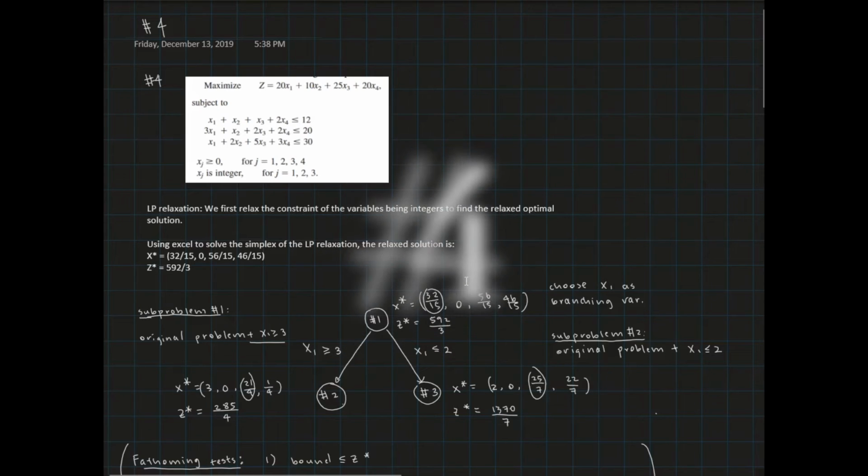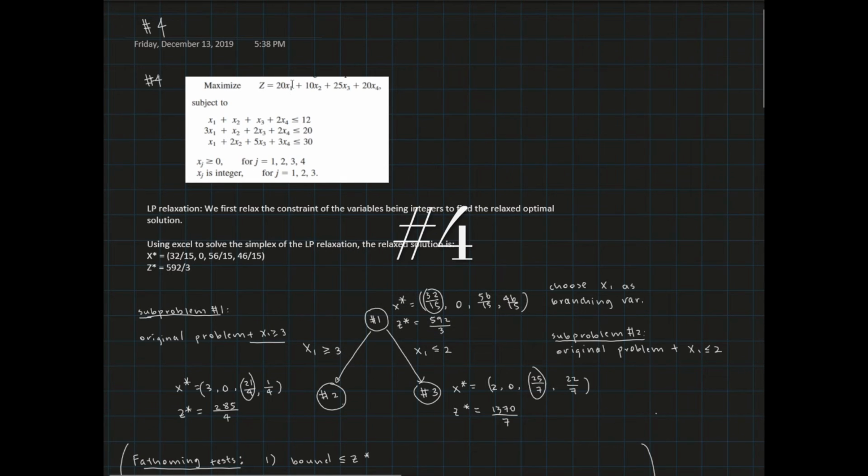Number 4. Problem number 4 asks us to use branch and bound to solve this mixed integer programming problem. Before we start, I just want to point out that mixed integer programming refers to the fact that here, x4 out of x1 through 4 actually does not have an integer constraint. And that's going to come up later in our optimal solution, and I will point it out again later. So we first start by using LP relaxation to find a relaxed optimal solution with the simplex method.